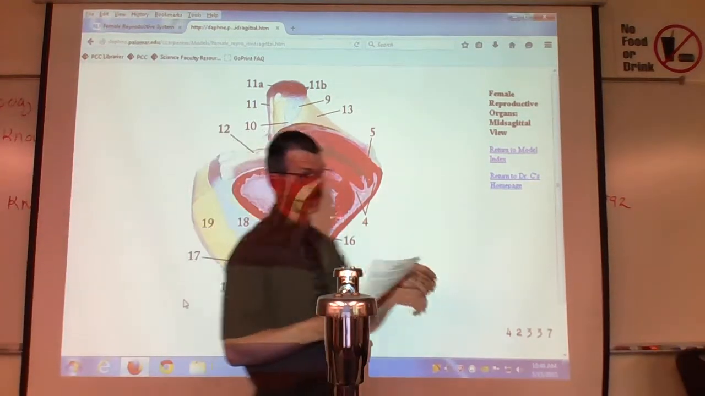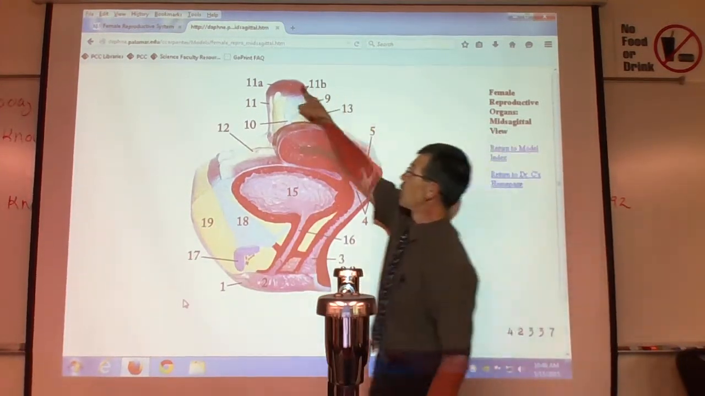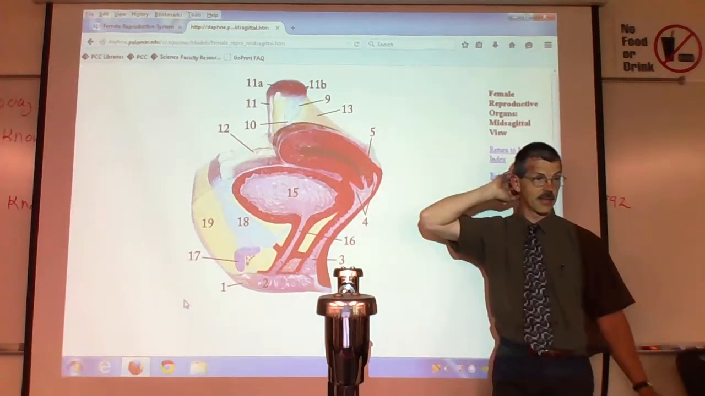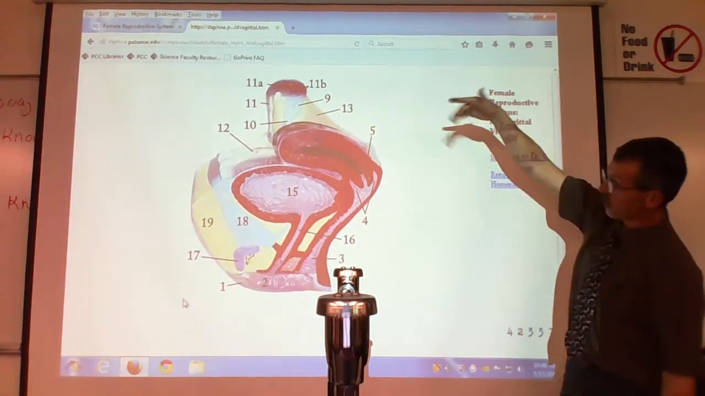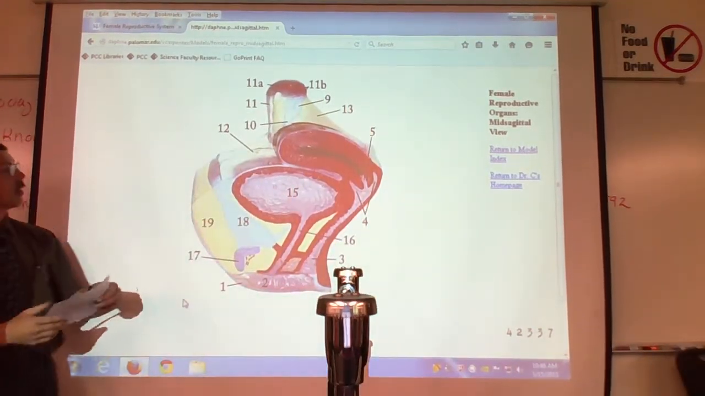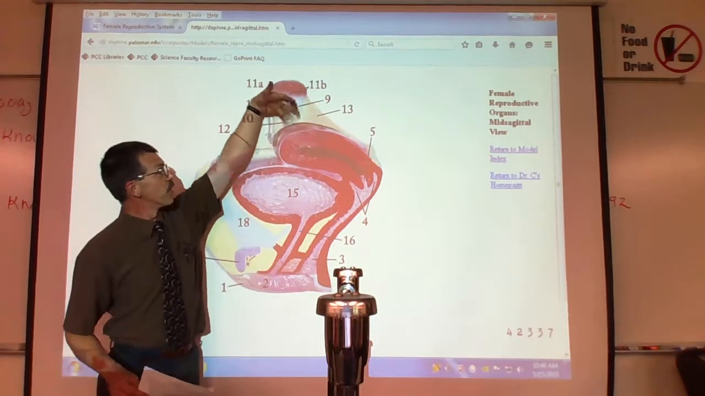Wait, can you point to that again? Which one? The fallopian tube? Fallopian tube's 11. Ovarian ligament's number 10. 11B, the fimbriae. Fimbriae are the fingers at the end. Isthmus is 11A at the corner. Those are fingers, fimbriae.